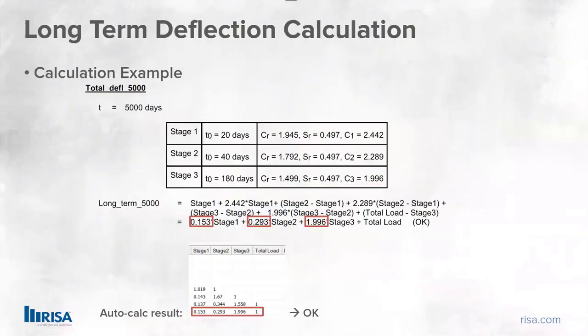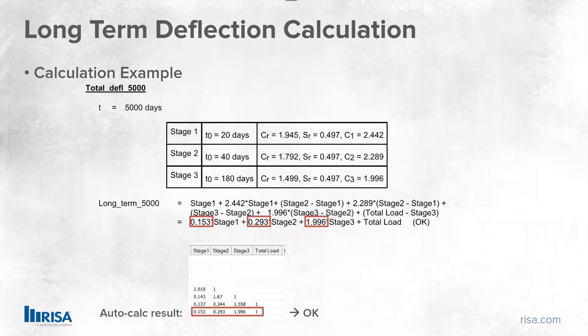So in this final slide, I showed a calculation example at 5,000 days. As you can see from this table, in the 5,000 days we have different stages. At stage 1, which is 20 days, we can calculate the long-term deflection factors, the CR and SR factors. Here, my CR factor is 1.945 and SR is 0.497. Using these two factors, we can calculate our total C factor, which is the sum of these two, equal to 2.442. Here I call it C1 because it's for stage 1.